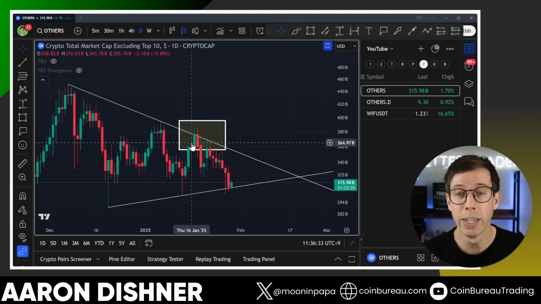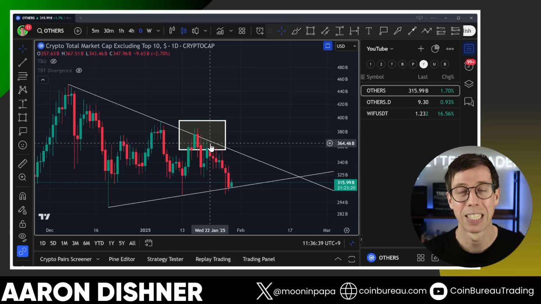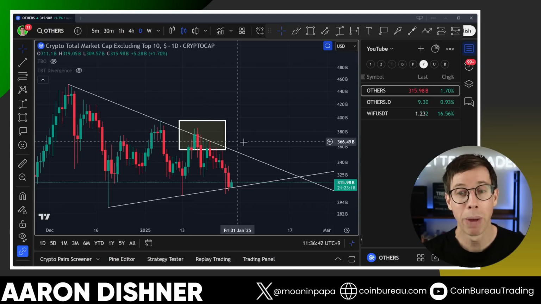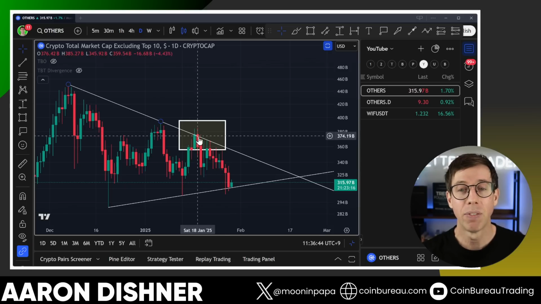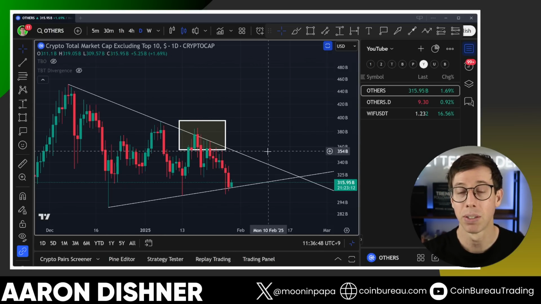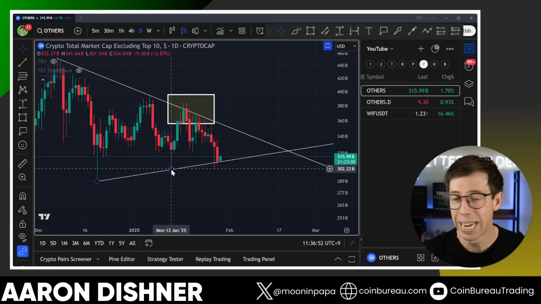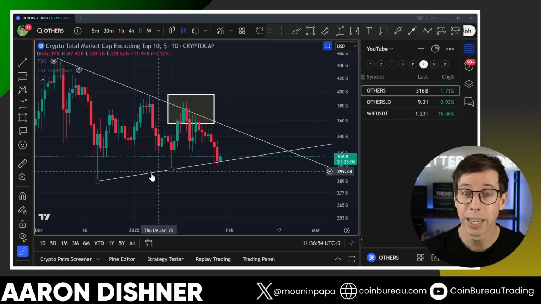We have 1, 2, 3 pierces. It's a weakened line. We have 1, 2 tests. It's testing and it's respecting. Okay, so we have 2 tests and 3 pierces on resistance. On the support side, this is not a test. You can see the dot that's right there. That's because I drew my line from here to here.